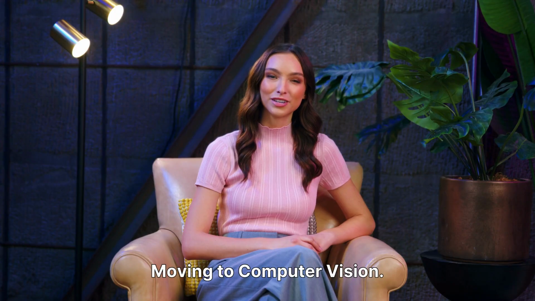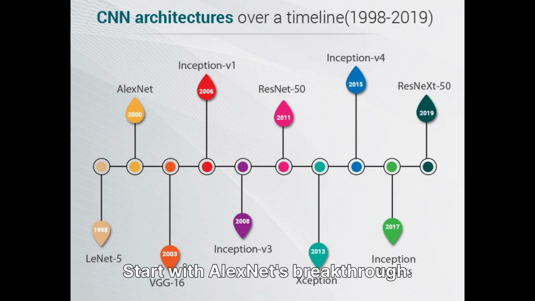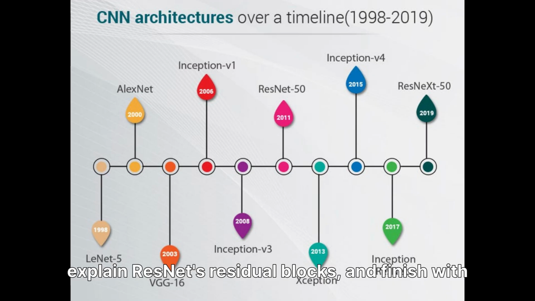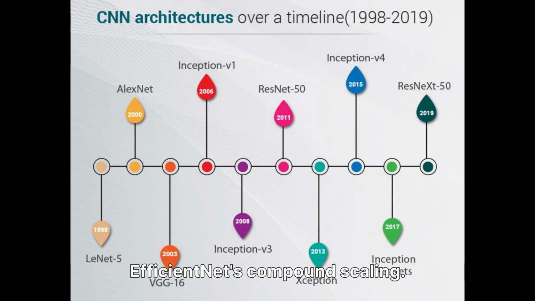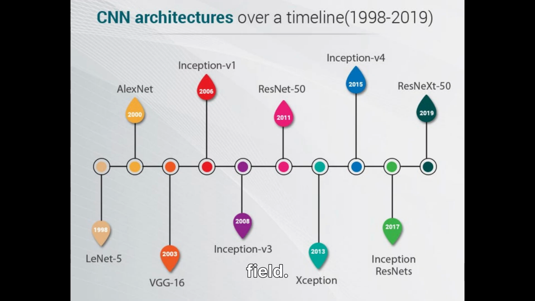Moving to computer vision. You need to know your history. Question 3. Trace the evolution of CNN architectures. Start with AlexNet's breakthrough. Move to VGG's depth. Explain ResNet's residual blocks and finish with EfficientNet's compound scaling. Show you understand the trajectory of the field.